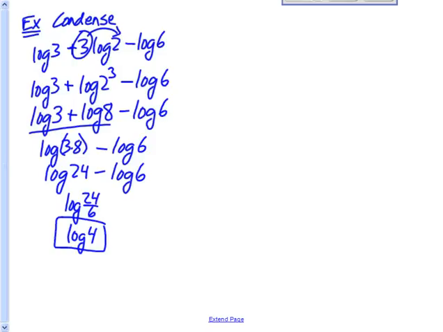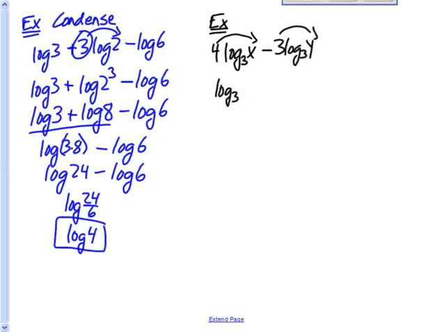Let's do another one here. Let's condense this as well. 4 log base 3 of x minus 3 log base 3 of y. Let's use the power property here first. So let's take that 3 up right there. Log base 3 of x to the 4th minus log base 3 of y cubed. And now you notice the minus between them. So log base 3 of x to the 4th over y cubed.